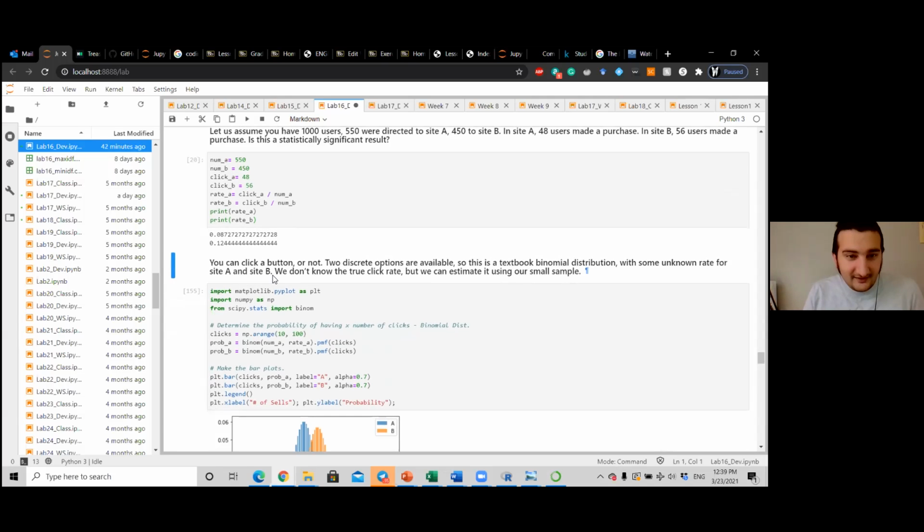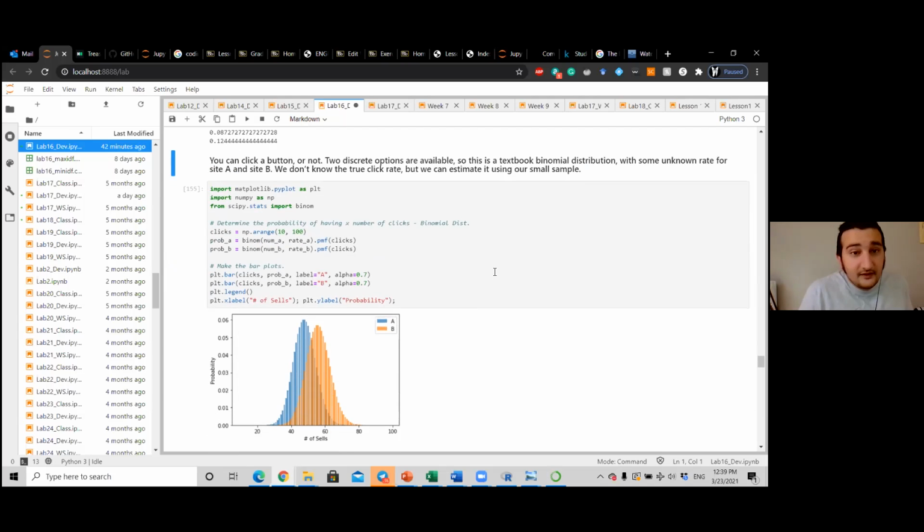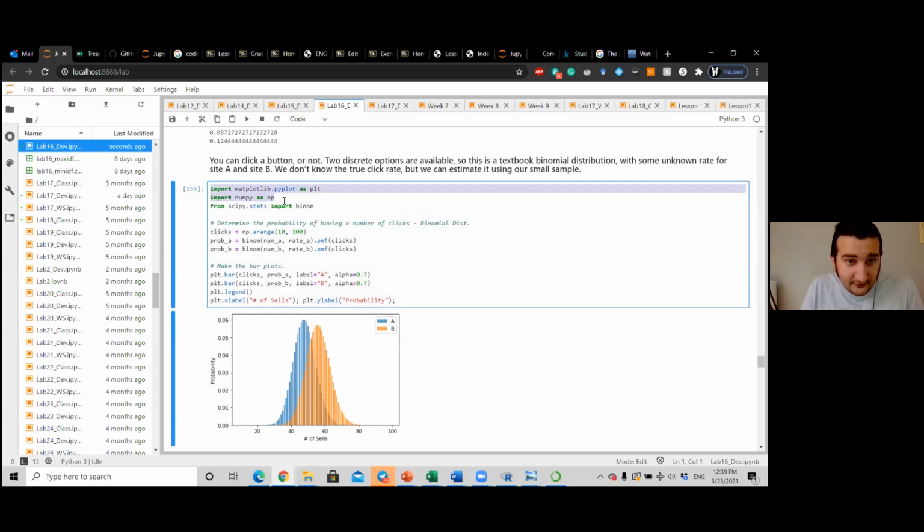So you can click a button or not. Two discrete options are available. So this is a textbook binomial distribution with some unknown rate for site A and site B. We don't know the true click rate, but we can estimate it using our sample. I am bringing these in, you know these two. I'm also importing the binom function from scipy.stats, and this is for the binomial distribution.